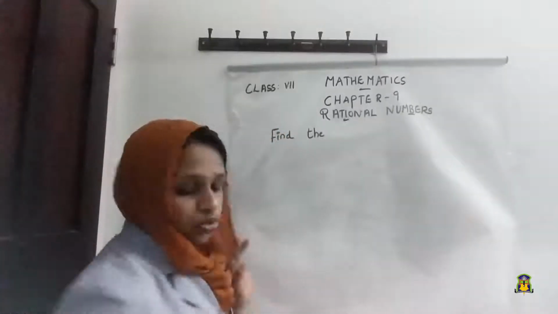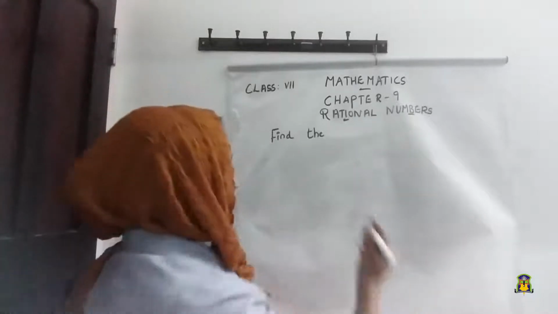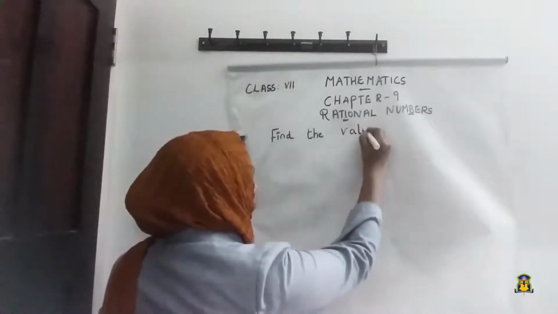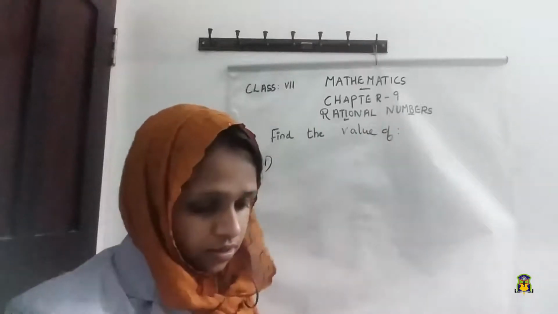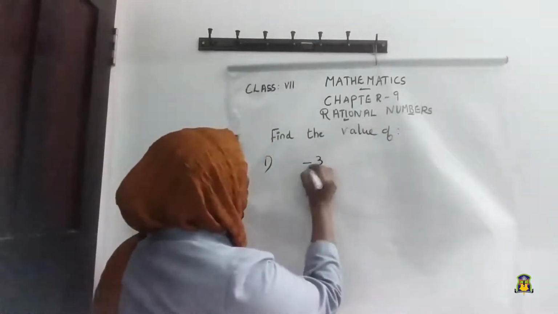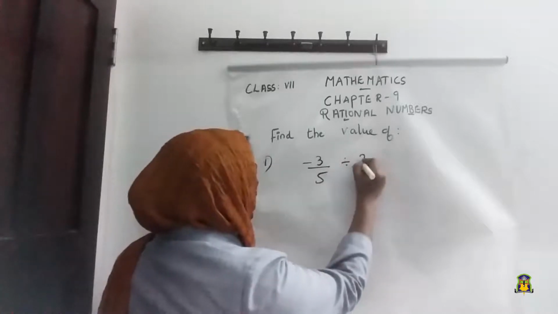Okay, next we are doing how to divide. Okay, how to divide two rational numbers. That means find the value of, first question, negative 3 by 5 divided by 2.